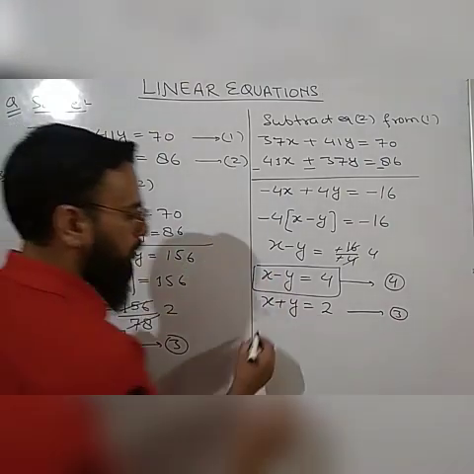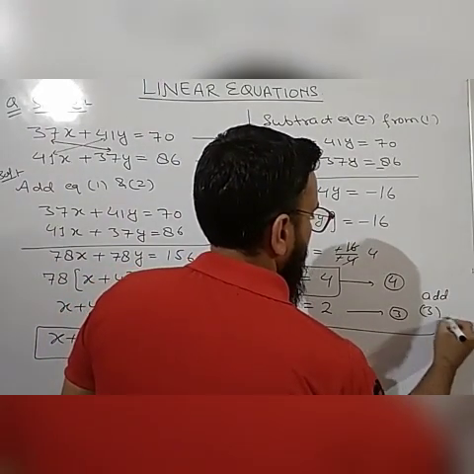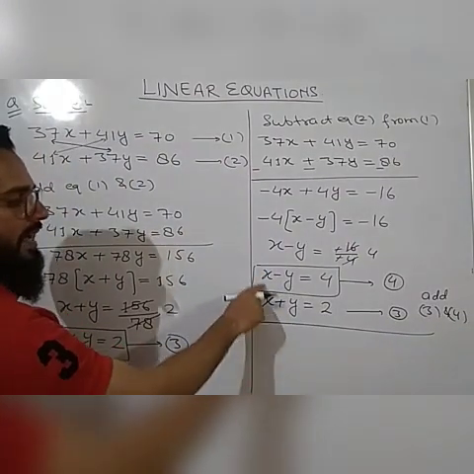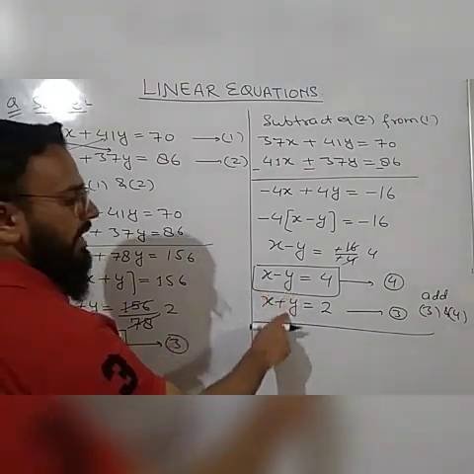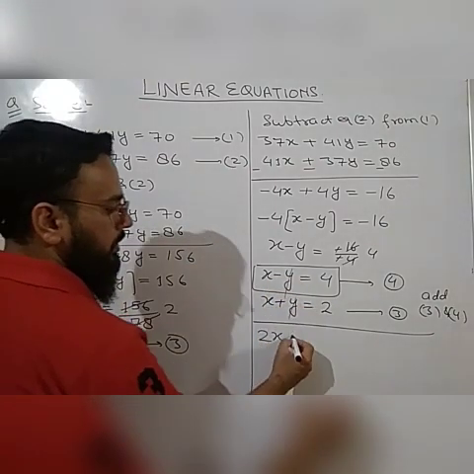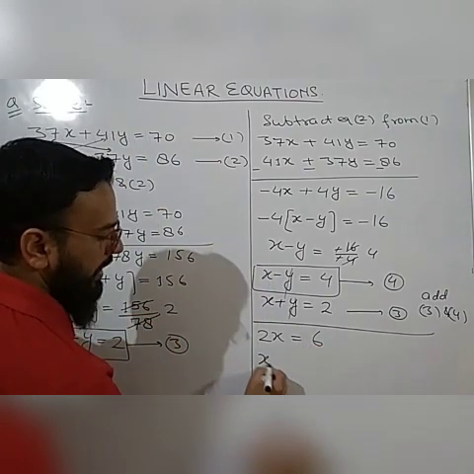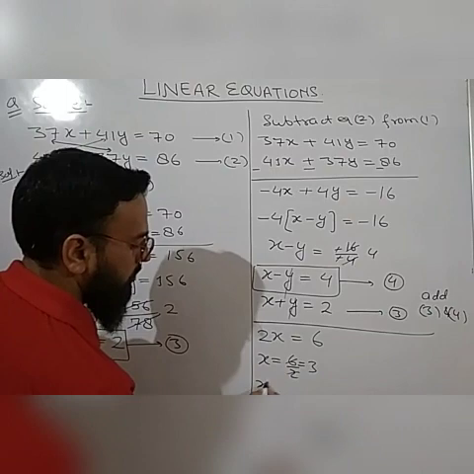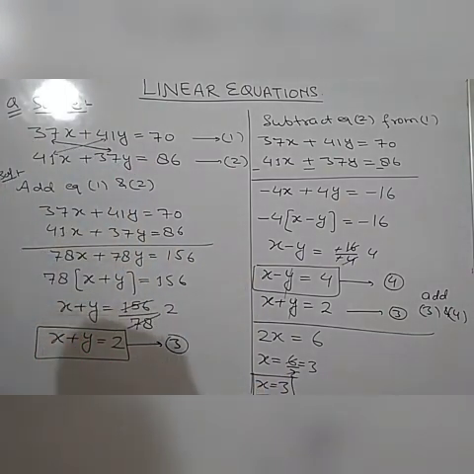So if we add both these equations, add equation 3 and 4. So by adding equation 3 and 4, x plus x will be equal to 2x. And minus y plus y will cancel out. So we will get 4 plus 2 is equal to 6. So the value of x will be 6 by 2, that is 3. So we get the answer x is equal to 3. Clear?